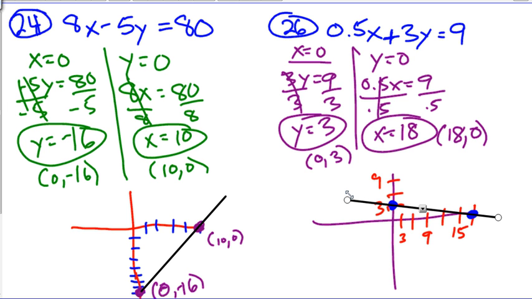Okay, so that's graphing using the intercepts. Same process over and over again. Let x equal 0, that's the y-intercept. Let y equal 0, that's the x-intercept. Thank you. Hope that helped.